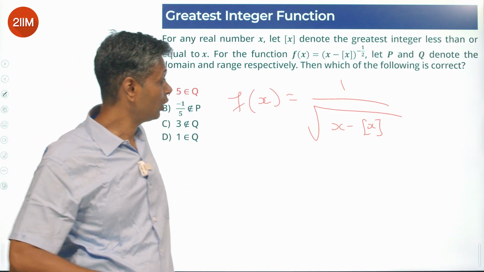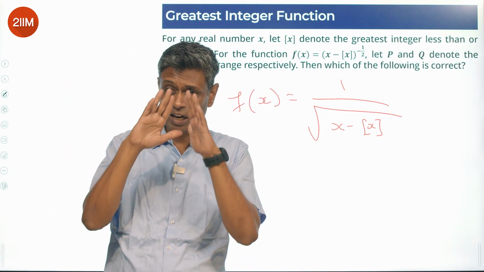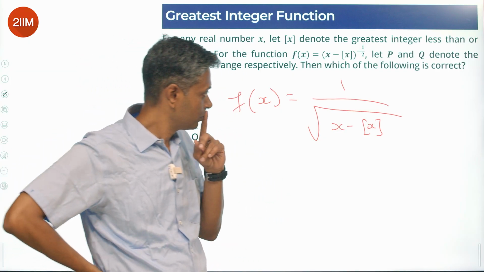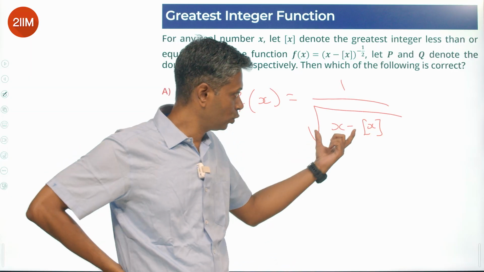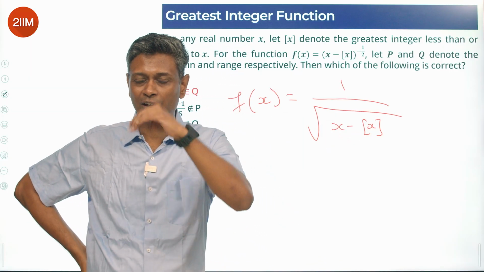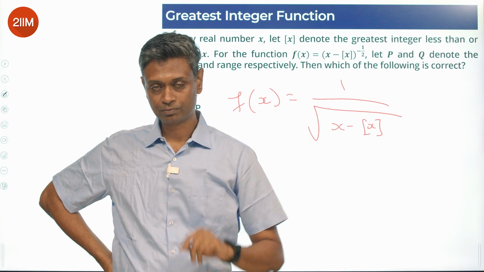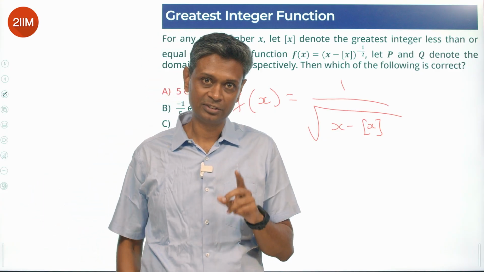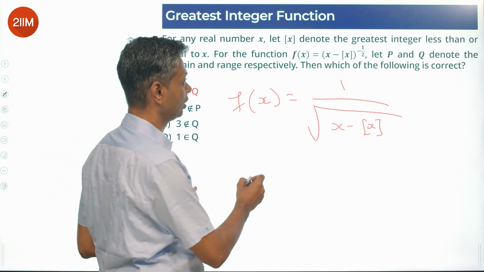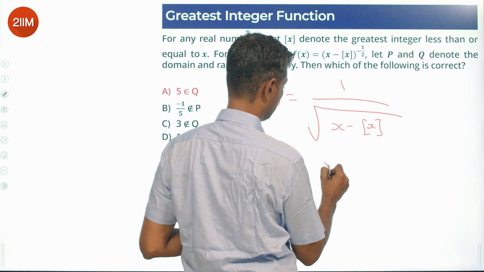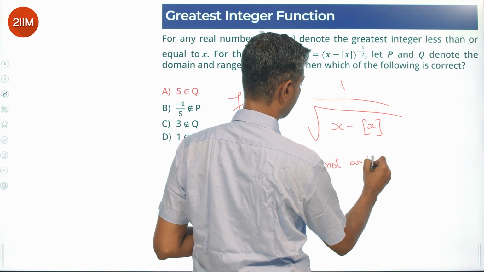Fine. First of all, this is a fraction, so the denominator cannot go to 0. That means this cannot go to 0. The greatest integer of x cannot be equal to x. That means x is not an integer. Fine. Domain says x is not an integer. So P is the domain: x is not an integer.